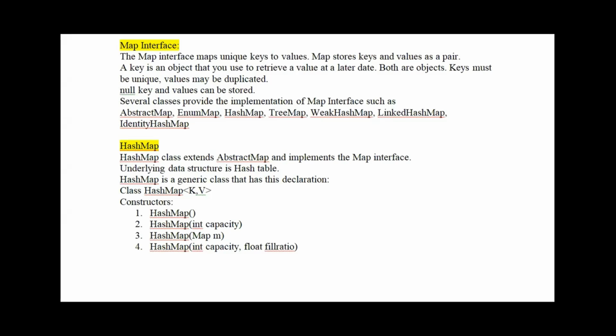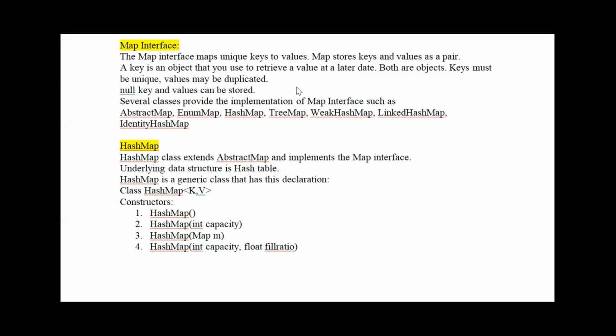In today's class, I'm going to discuss HashMap. HashMap is an implementing class of the Map interface. The Map interface maps unique keys to values. Map stores keys and values as a pair. A key is an object that you use to retrieve a value at a later date.